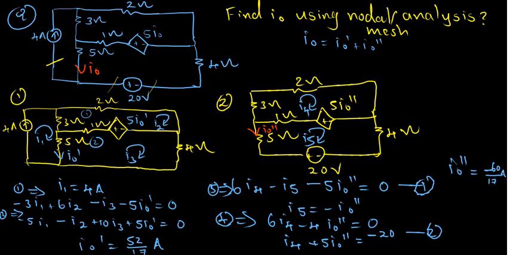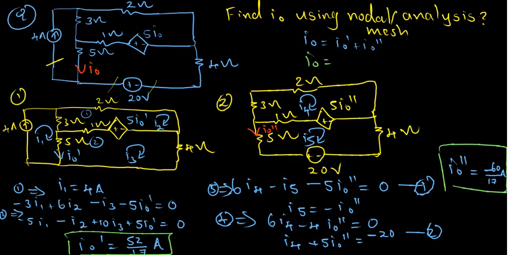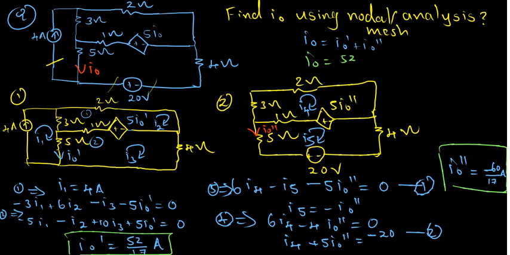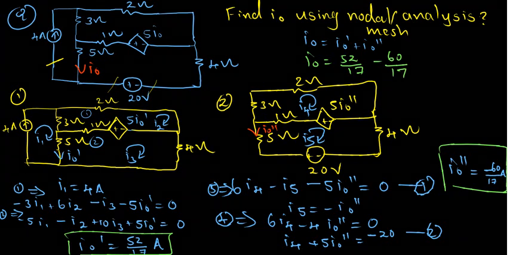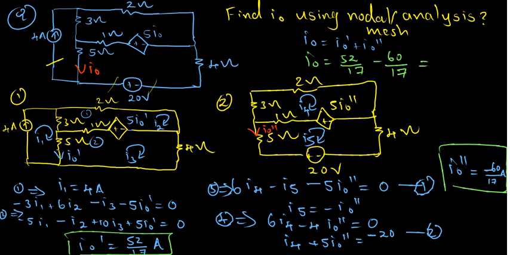So here are the two answers, I naught dash and I naught double dash. To find I naught, just plug them in: 52 by 17 minus 60 by 17 is equal to minus 0.4706 amps. So that is the answer using the superposition theorem.